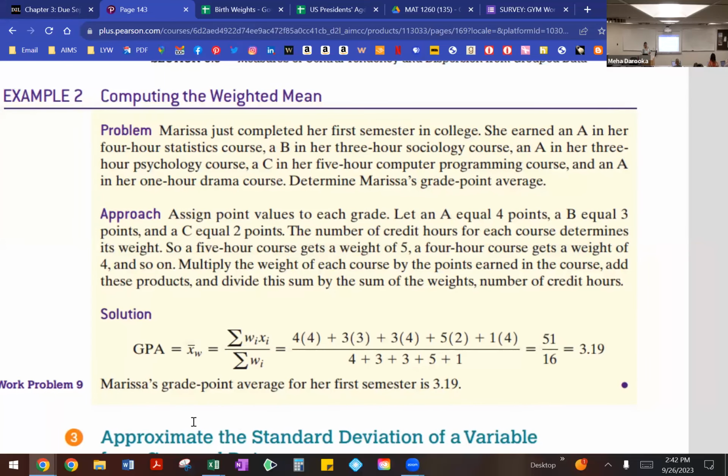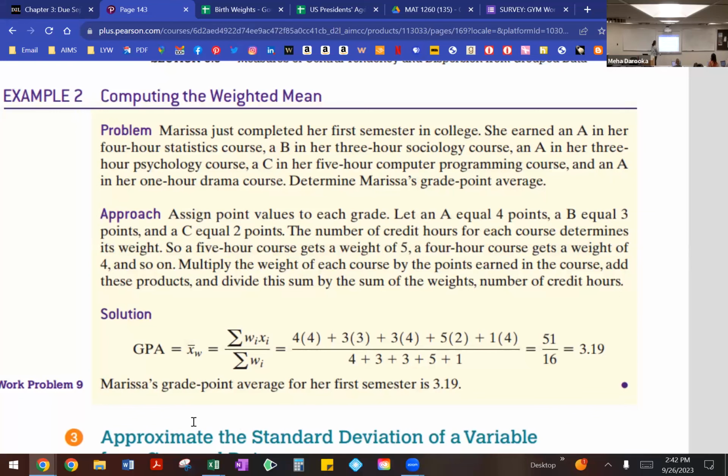So this is, as you can imagine, a grade point average example. Marissa just completed her first semester in college. She earned an A in her 4-hour statistics course, a B in a 3-hour sociology course, an A in a 3-hour psychology course, a C in her 5-hour computer programming course, and an A in 1-hour drama. So you can see each class has a different grade and credit hour listing.